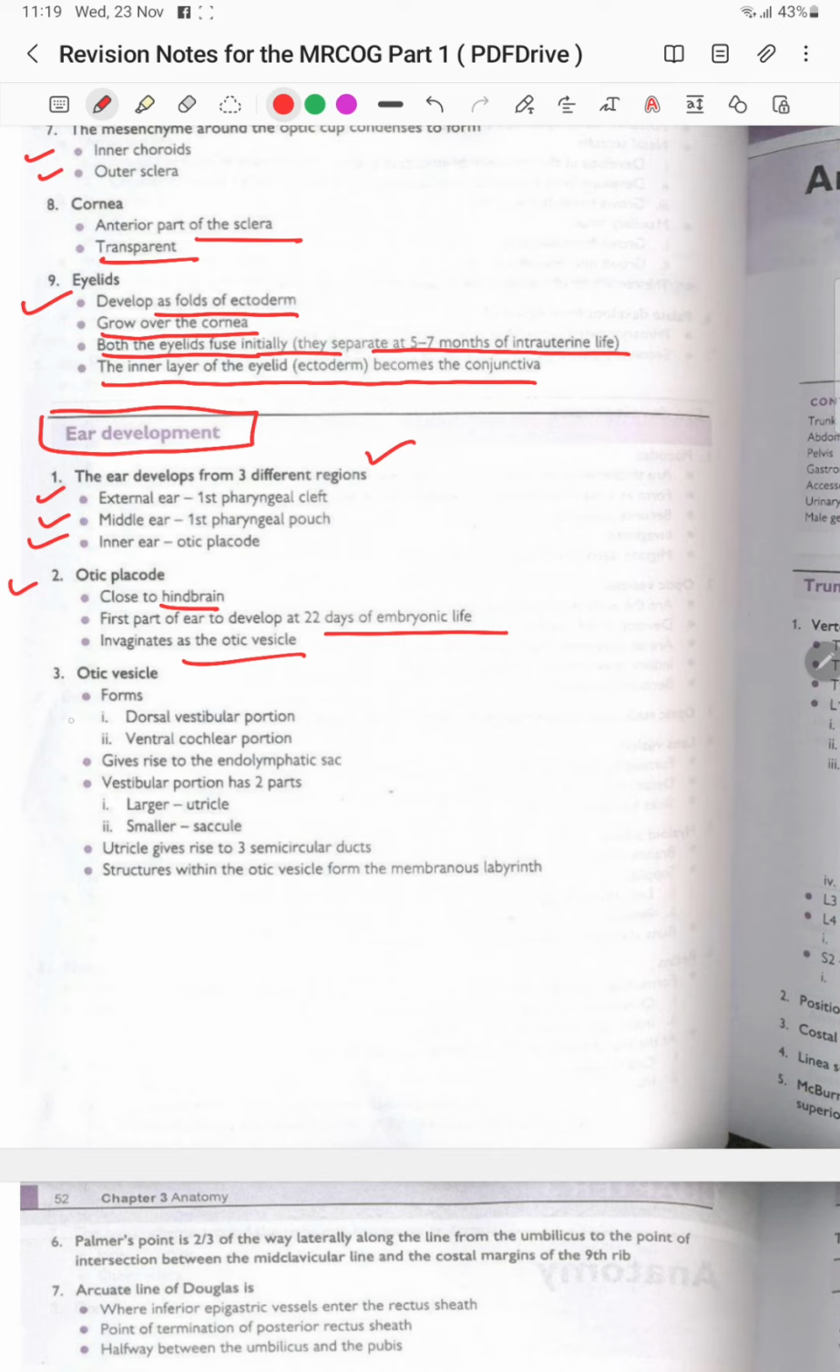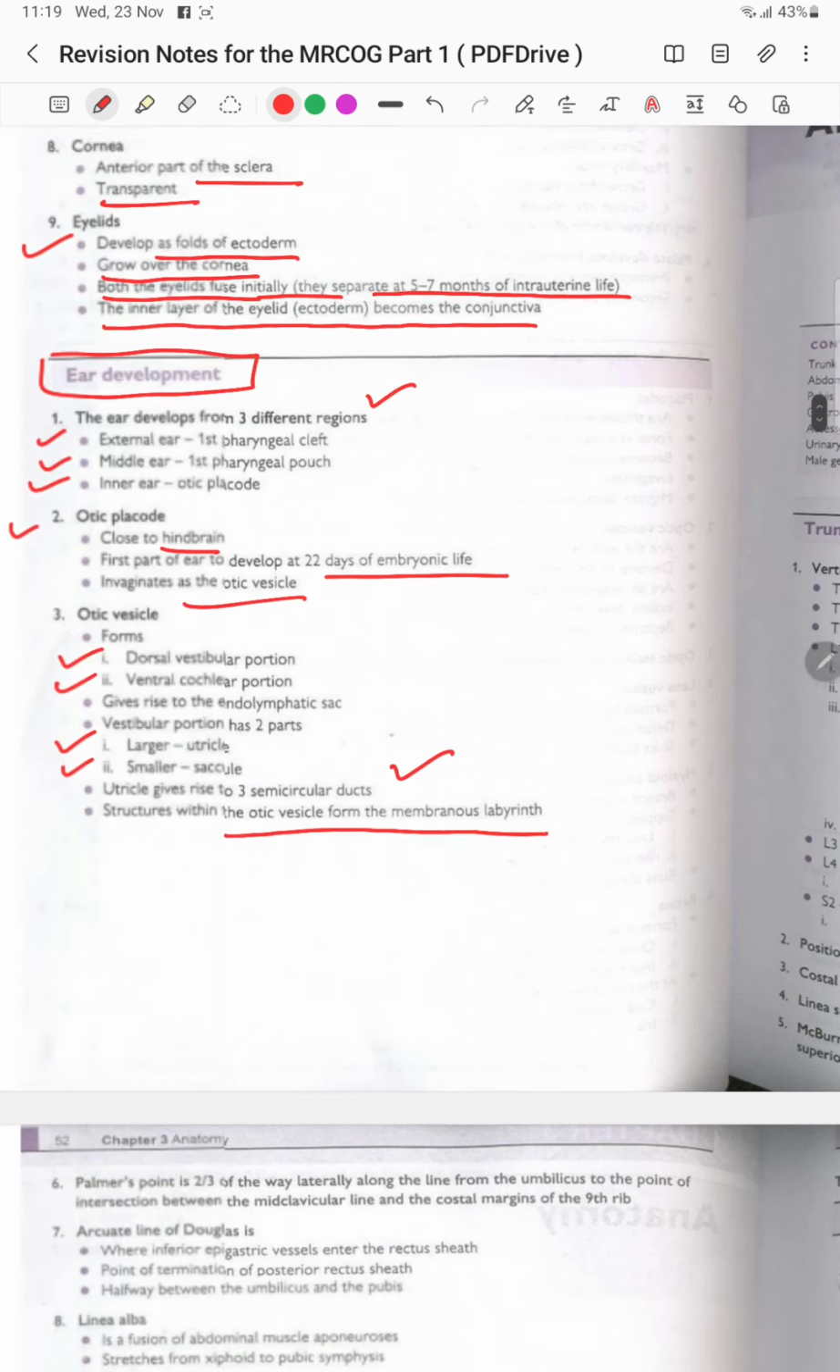vesicles. The otic vesicles form the dorsal vestibular portion and the ventral cochlear portion, and give rise to the endolymphatic sac. The vestibular portion has 2 parts, the larger utricle and the smaller saccule, and the utricle gives rise to the 3 semicircular ducts. The structures within the otic vesicles form the membranous labyrinth.